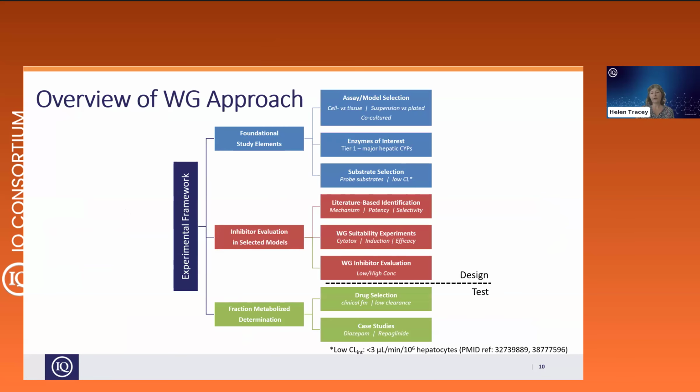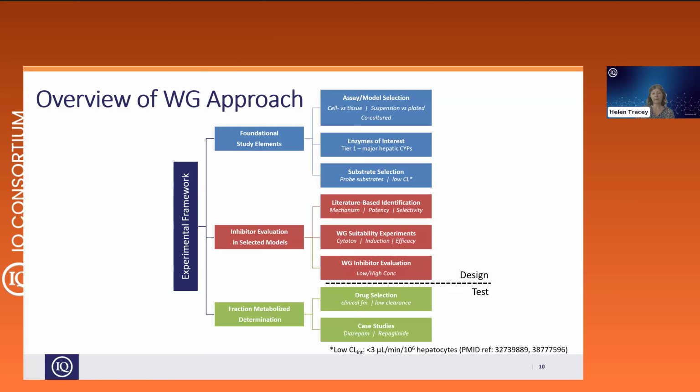So this slide breaks down our process in finer detail, starting with the foundational study elements, which are highlighted in blue. So first we had to decide what assays or models we wanted to look at. Did we want to look at cells versus tissues, suspension versus plated hepatocytes, co-cultured systems, or anything else? And once we settled on this, we had to think about what enzymes we wanted to look at. And as I mentioned earlier, we settled on looking at the major CYPs. And then once we decided on our enzymes, we moved to our probe substrates. Ideally, these would be low clearance compounds, and where possible, they were. But one major challenge that we faced was the limited number of low clearance compounds, well characterized for FM, that could be found in the literature.